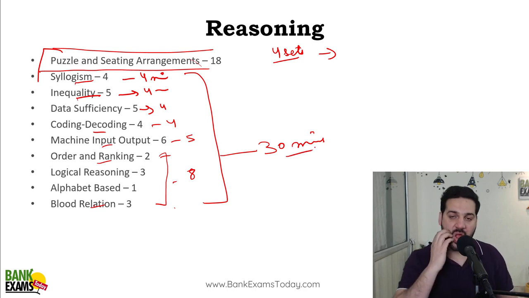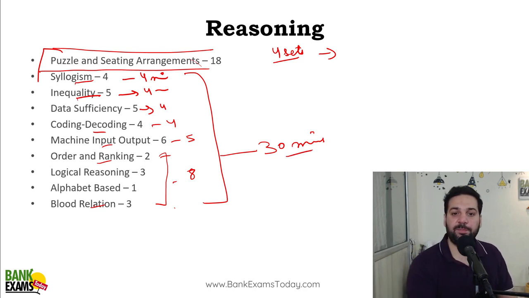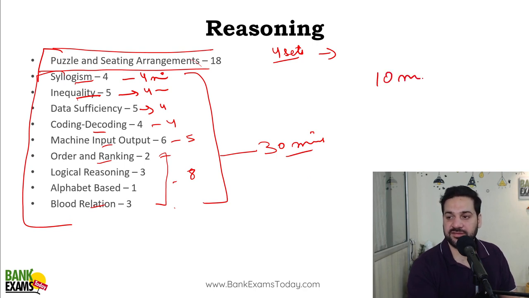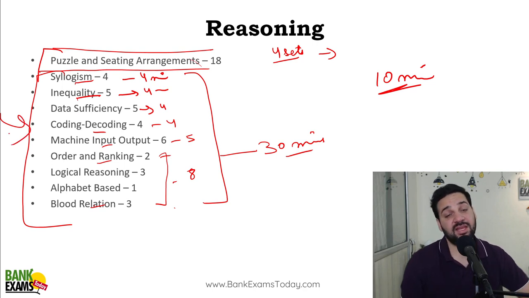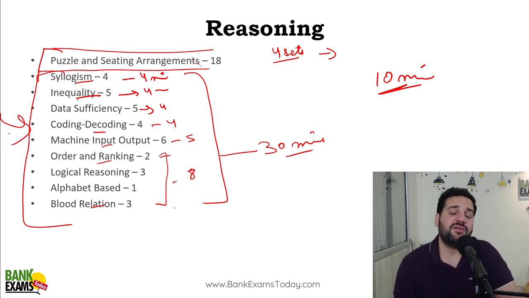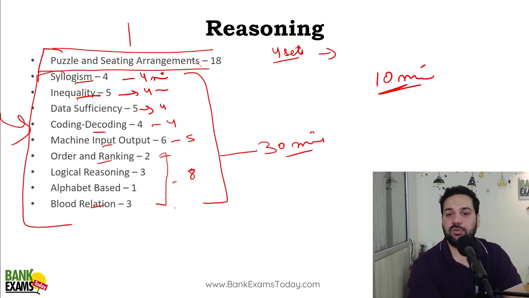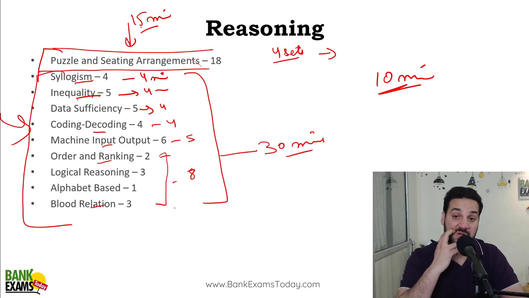Think like this. Think that way. You spend 30 minutes in these topics. Now you are left with 10 minutes. And trust me, accuracy in this miscellaneous topic is actually very, very high. Now you are having 10 to 12 minutes, right? Or max 15 minutes. And you need to attempt all the puzzles and sitting arrangement sets within these 15 minutes.